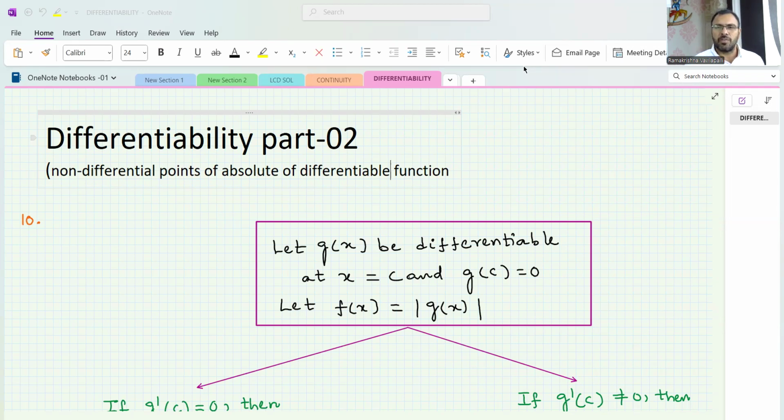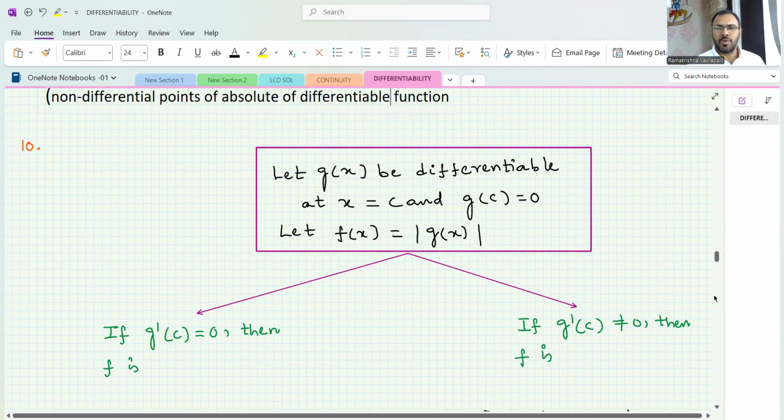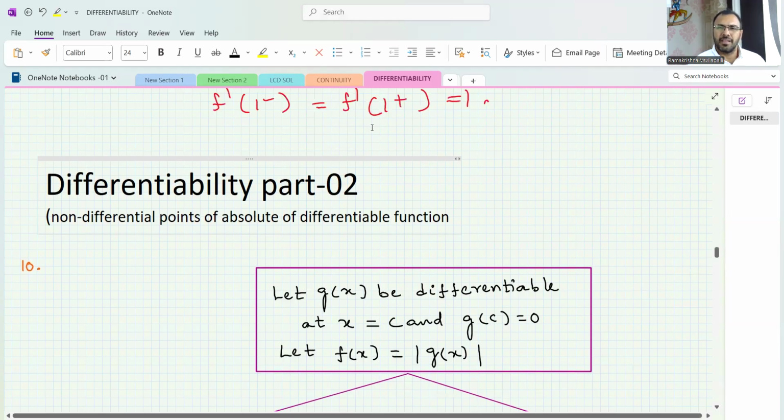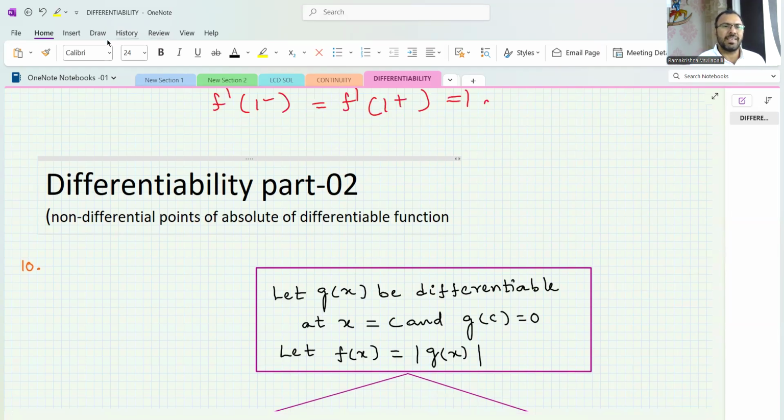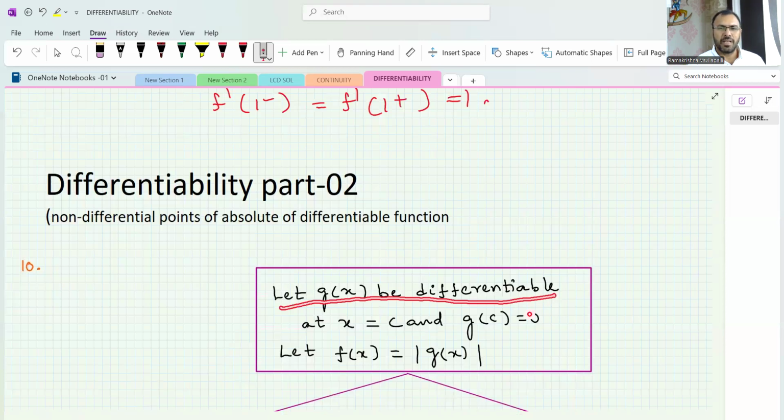Absolute of a differentiable function, like mod x, mod sin x, mod cos x, modulus of a quadratic expression or modulus of a cubic expression, whatever it may be. Here is that concept: suppose g is a differentiable function, everywhere differentiable, or at x equal to c. Let g be a differentiable function at x equal to c and g of c equal to 0. This is important.